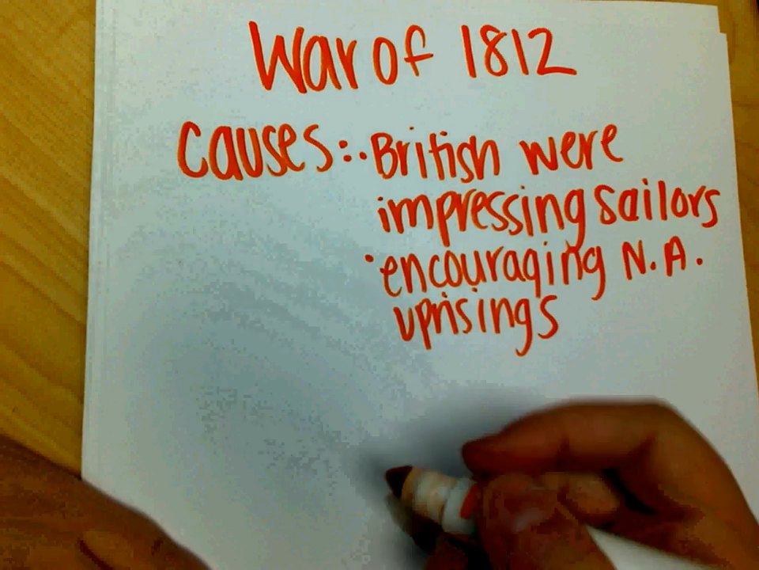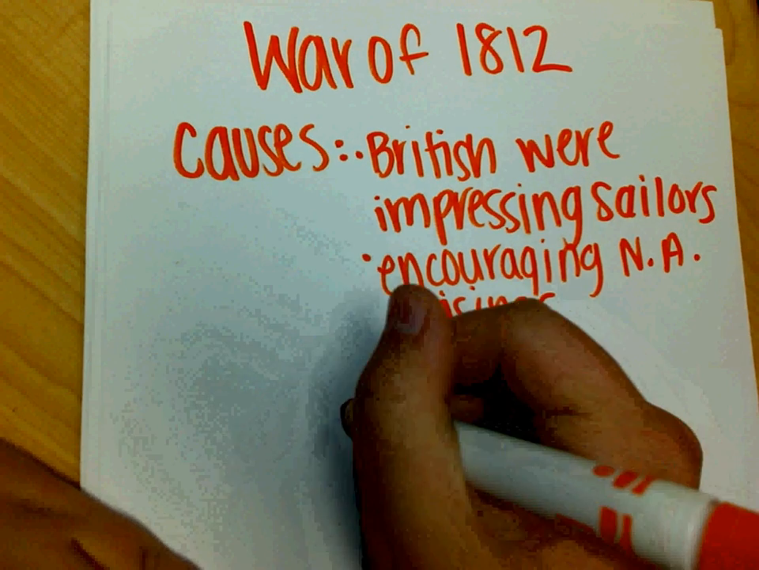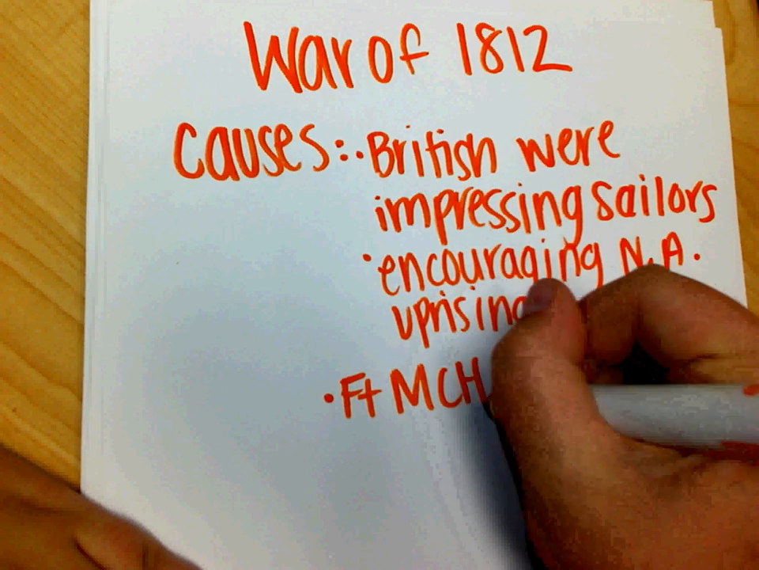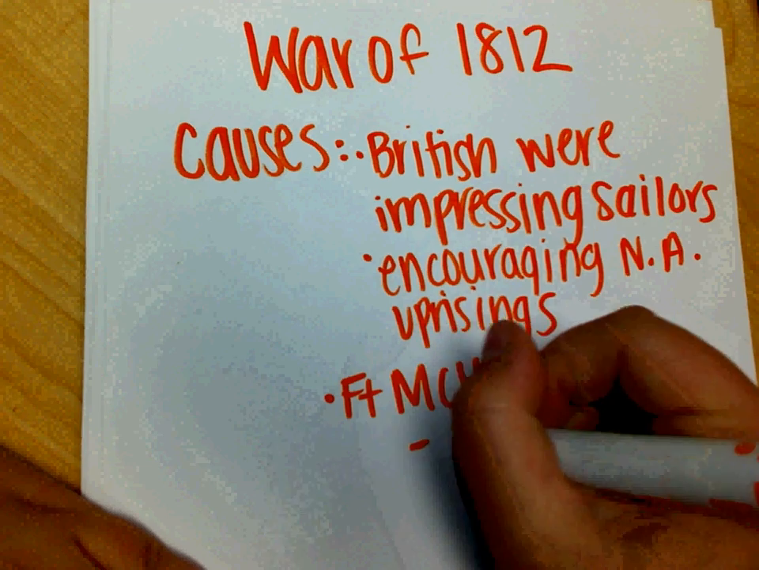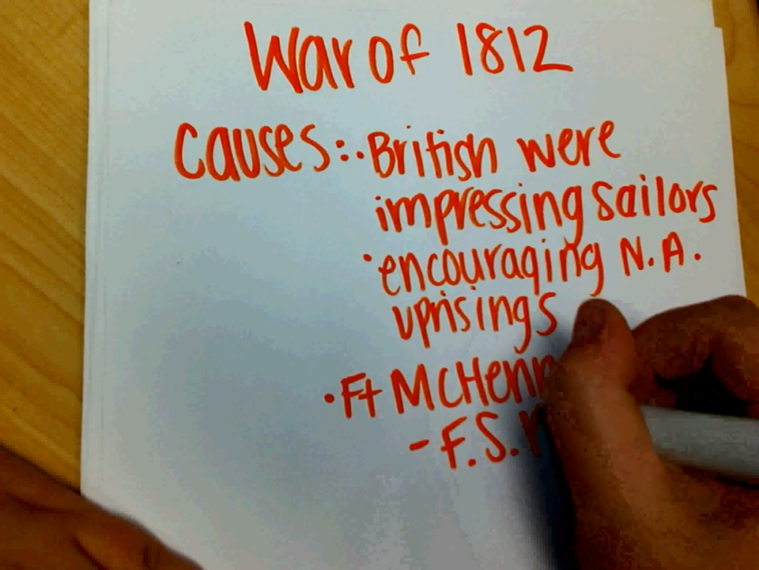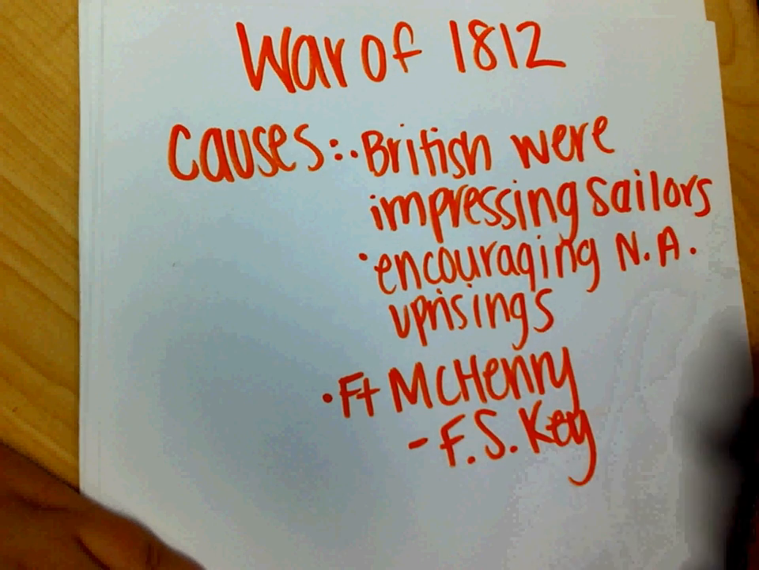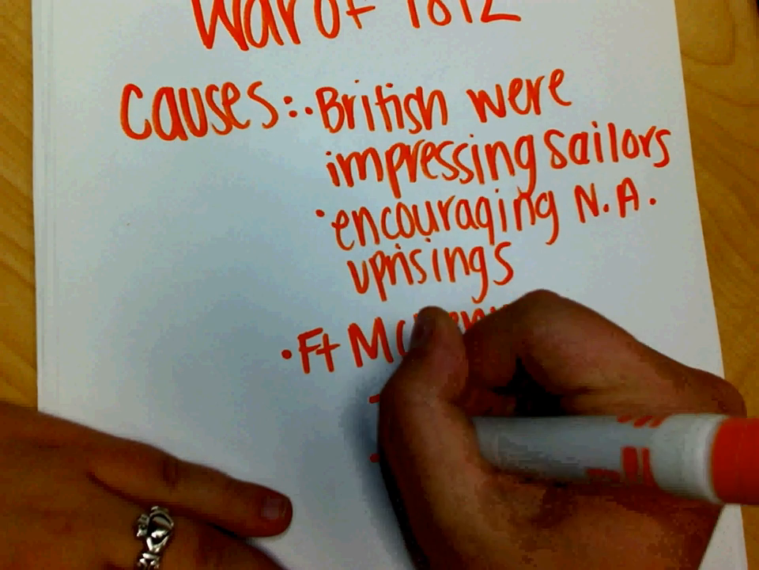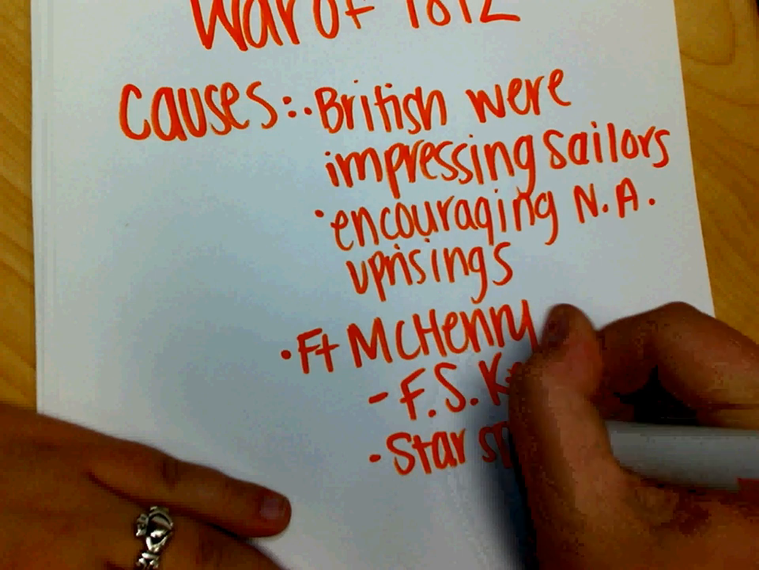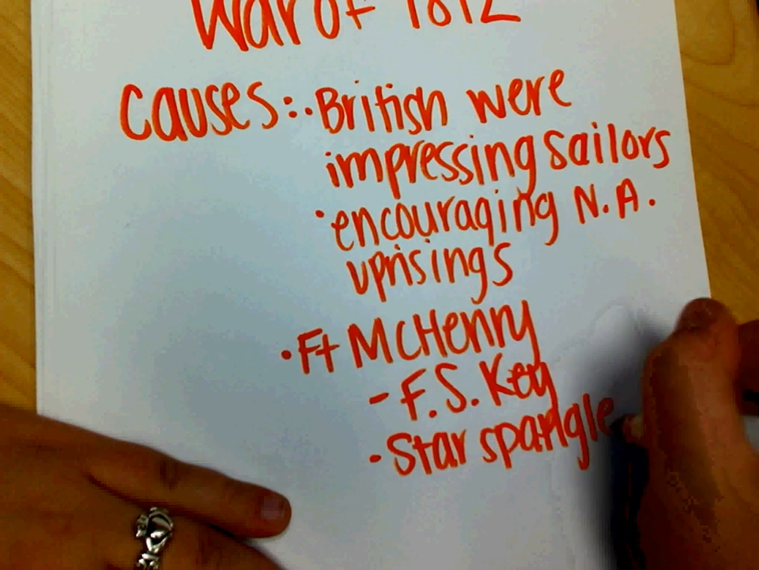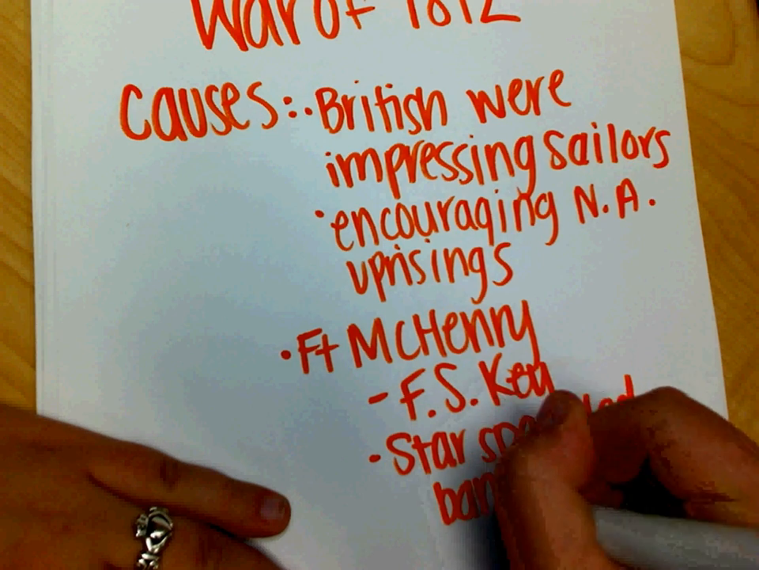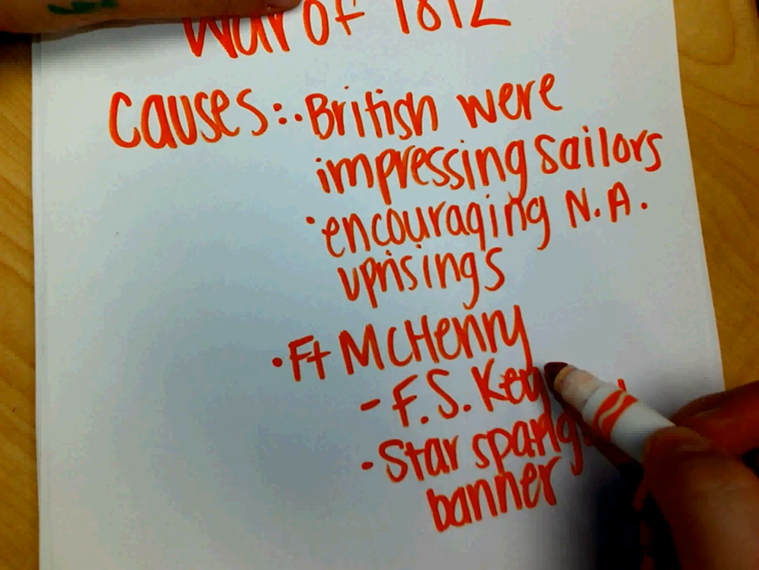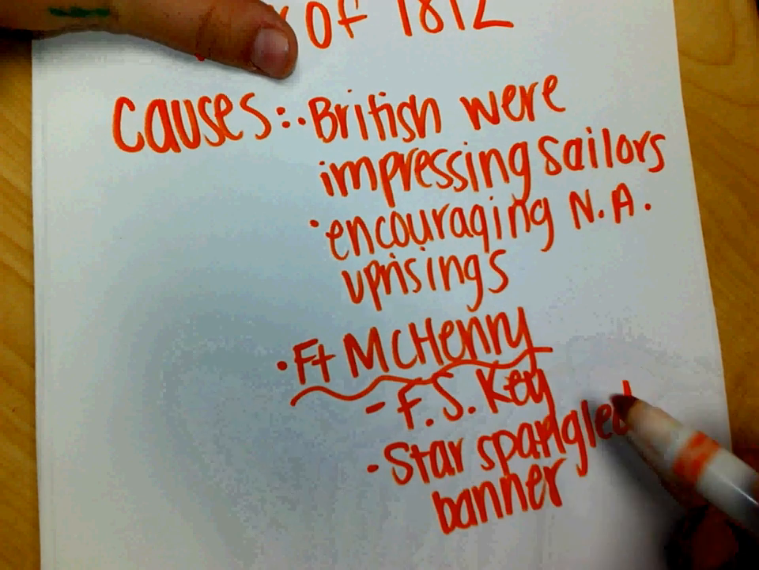One of the battles that will be very important for you to know about is the Battle of Fort McHenry. What was so important about this? This is where Francis Scott Key writes his very famous song, The Star-Spangled Banner. He saw the flag was still flying even after they tried to shoot it down so many times. The Battle of Fort McHenry, Francis Scott Key writes The Star-Spangled Banner.